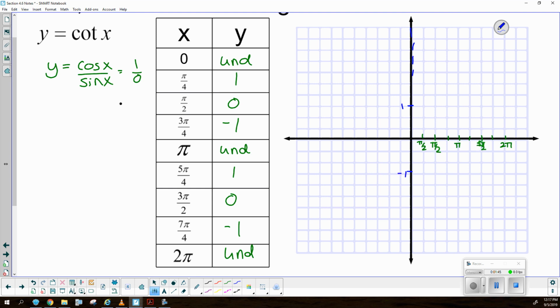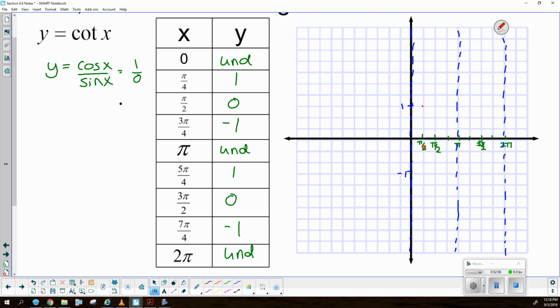So I have an asymptote at 0, I have an asymptote at pi, and I have an asymptote at 2 pi. Okay? Plotting in my points then, at pi over 4, we're at 1.